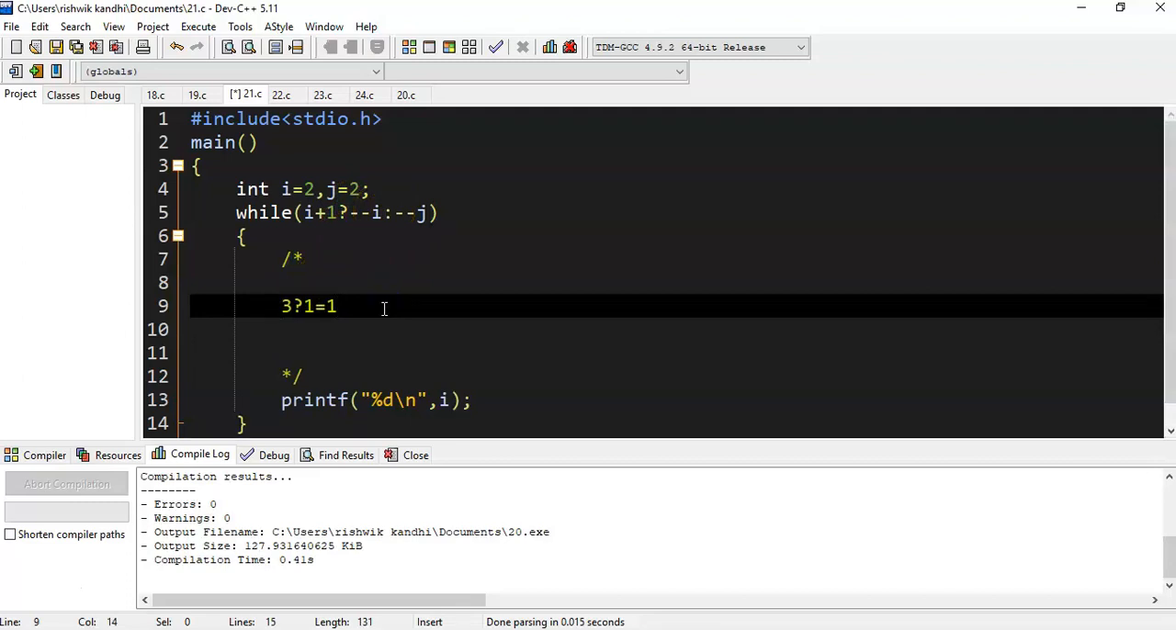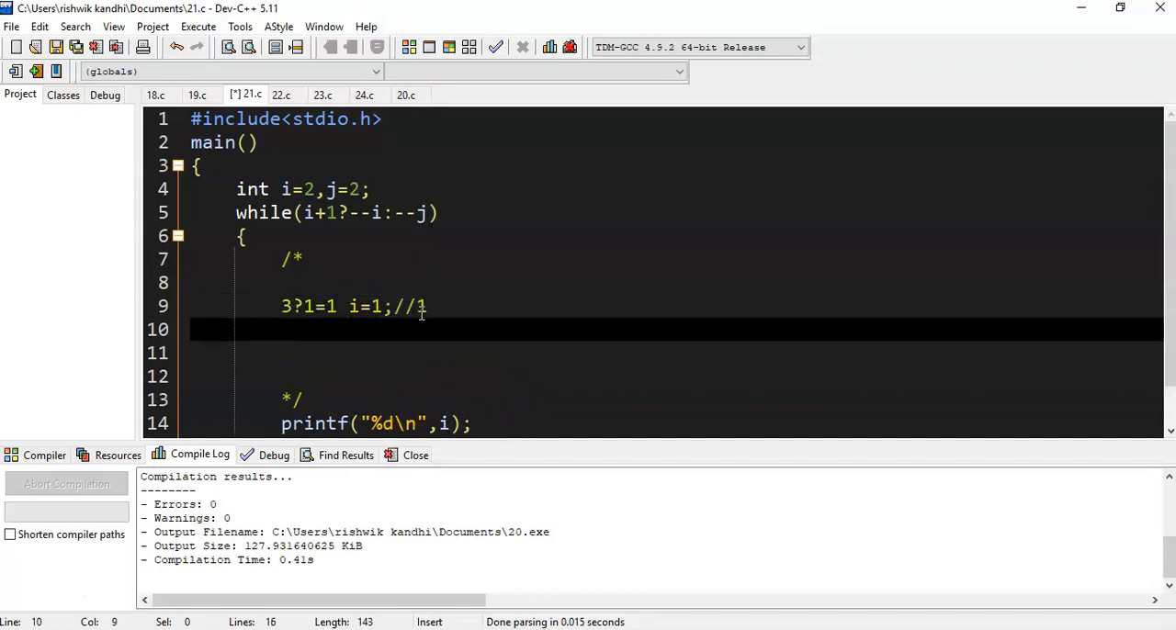So 1 is nothing but a true value, while of 1 is a true value. The previous expression made i as 1, so if you print i value, output would be 1. Next, again the expression will be evaluated because it is a loop. So i plus 1, i has been changed to 1 now because it has been decremented. So 1 plus 1, true, 2.